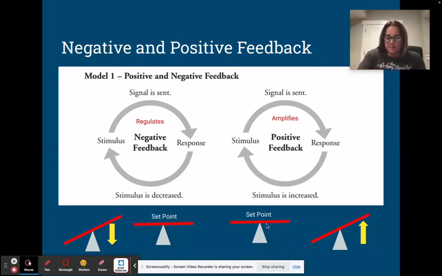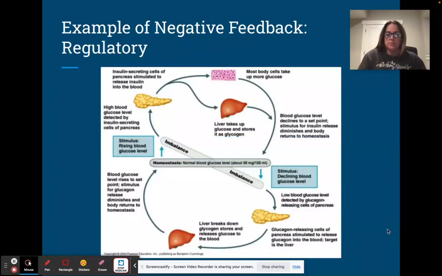In a positive feedback, we're at set point, and then there's a stimulus that takes us out of that set point, but then the response from the system is to continue to keep us out of set point. So to continue to amplify the response of the original stimulus. That can be kind of confusing, but let's put that in context with a couple examples.